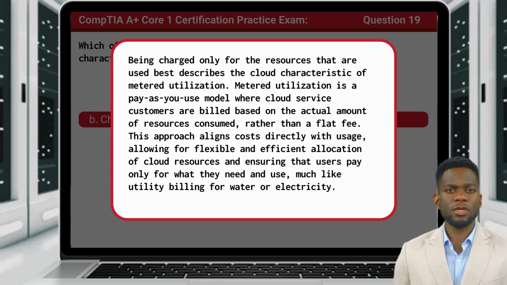Metered utilization is a pay-as-you-use model where cloud service customers are billed based on the actual amount of resources consumed rather than a flat fee. This approach aligns costs directly with usage, allowing for flexible and efficient allocation of cloud resources and ensuring that users pay only for what they need and use, much like utility billing for water or electricity.